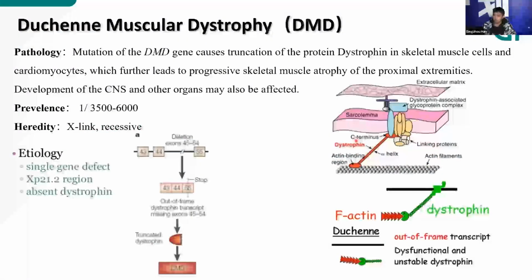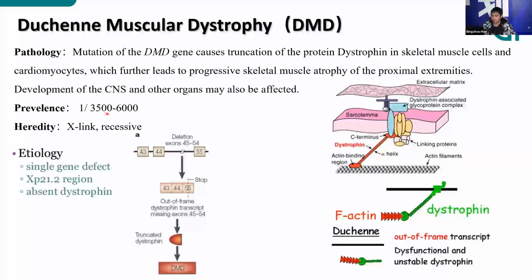So the first one I want to introduce is Duchenne muscular dystrophy, the DMD. The pathology of DMD is that a mutation of this gene will cause a truncation of the protein dystrophin in our skeletal muscle cells and cardiomyocytes, which further leads to progressive skeletal muscle atrophy of the proximal extremities. And also during the development of this syndrome, the development of the central nervous system and other organs may also be affected, and most of the patients won't live past 20 years old. So it is very severe.